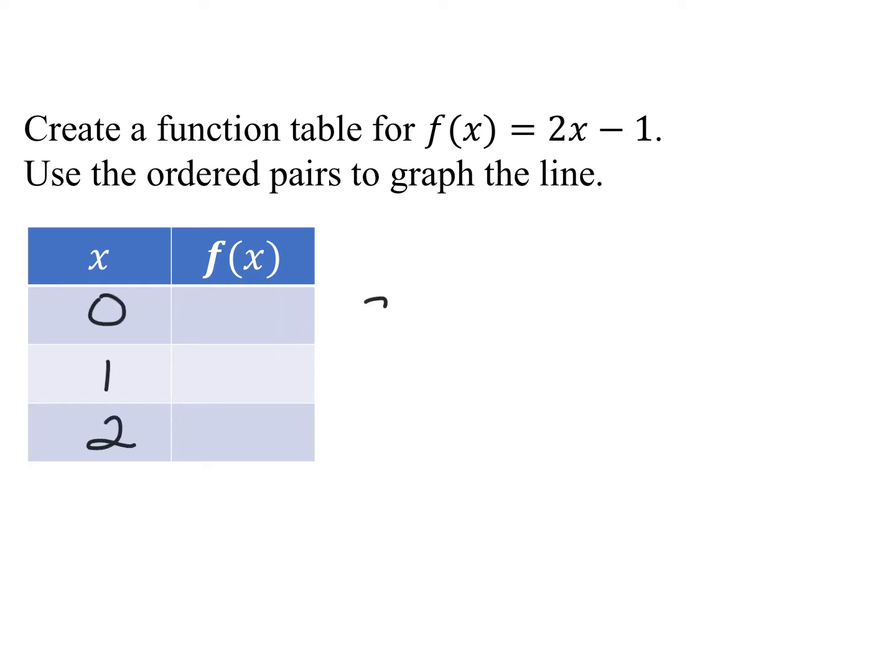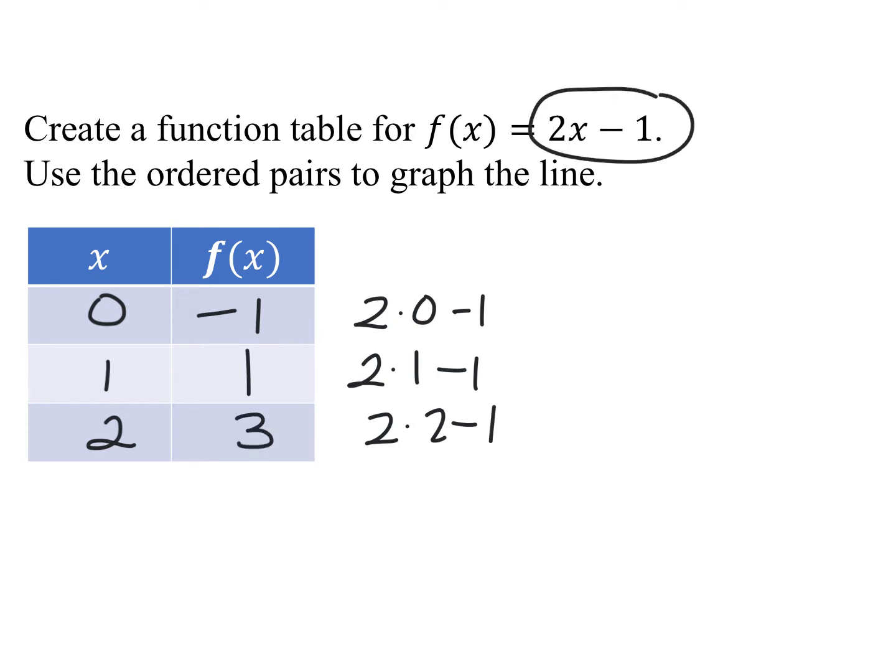Alrighty, and then I'm going to do 2 times 0 minus 1. That gives me a negative 1. 2 times 1 minus 1, that should give me a 1. And 2 times 2 minus 1 equals 3. And if you're thinking, where in the world is she coming up with these numbers? Right here, that's exactly where I'm coming up with the numbers.